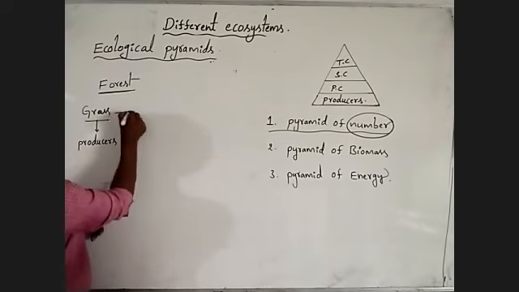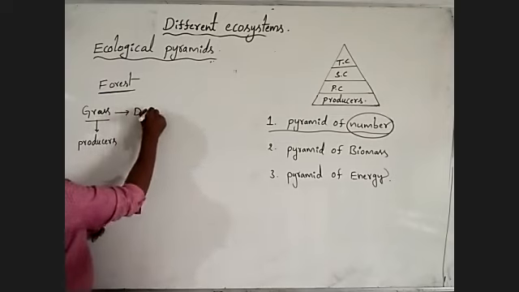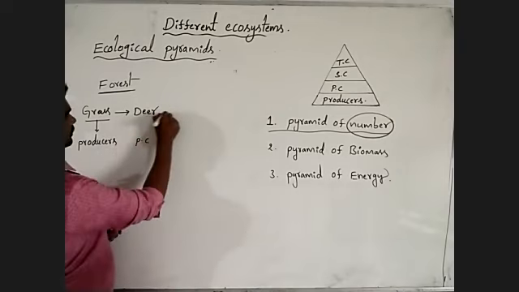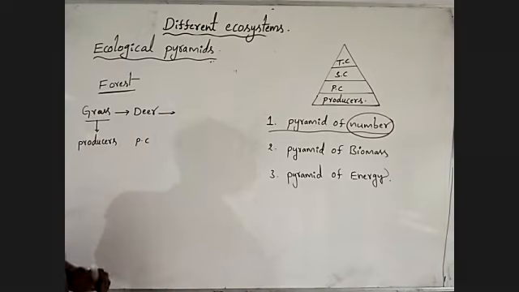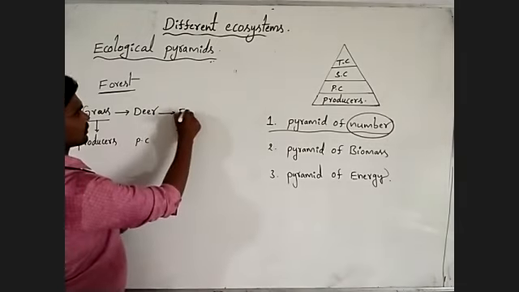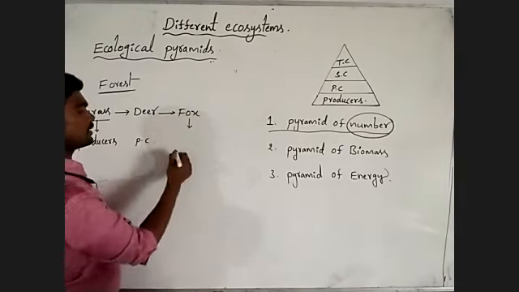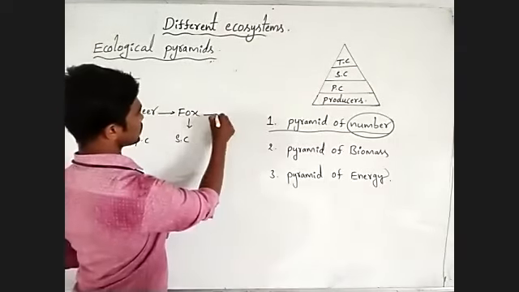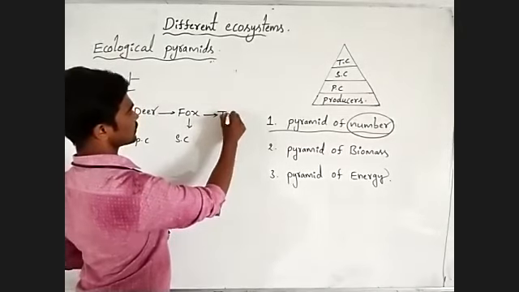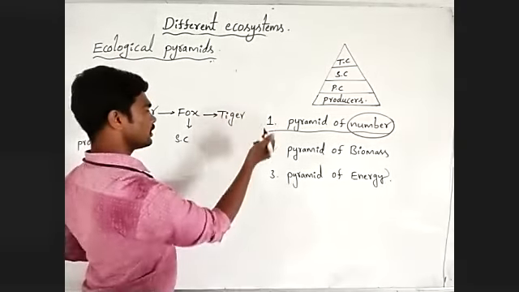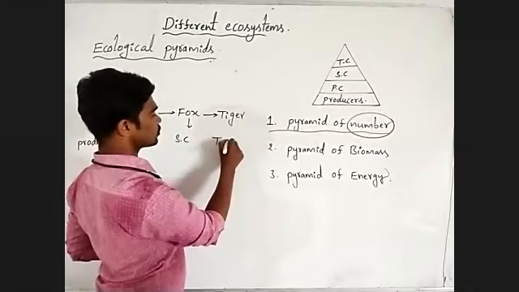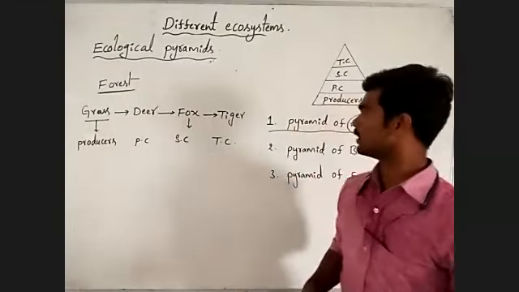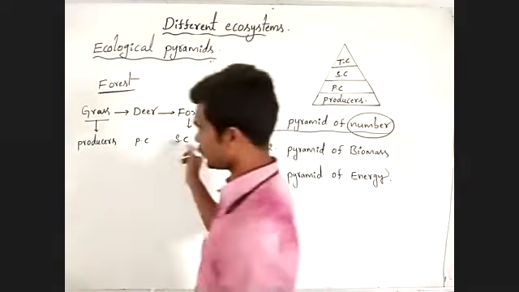Next, deer. These are primary consumers. Next, fox. This is the secondary consumer. Next, tiger. Here, tertiary consumer. Tertiary consumers. Observe carefully.